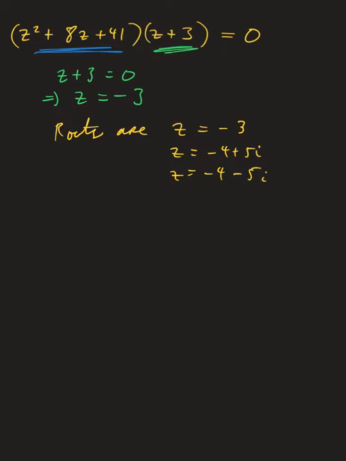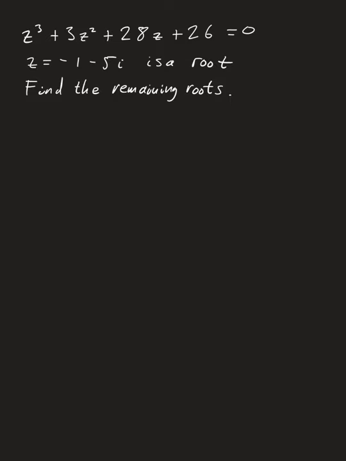So I'll do another one. So another example, let's say I have this polynomial on top, and I'm told that z is equal to minus 1 minus 5i is a root, and find the remaining roots. So the first root, z is equal to minus 1 plus 5i, is also a root.